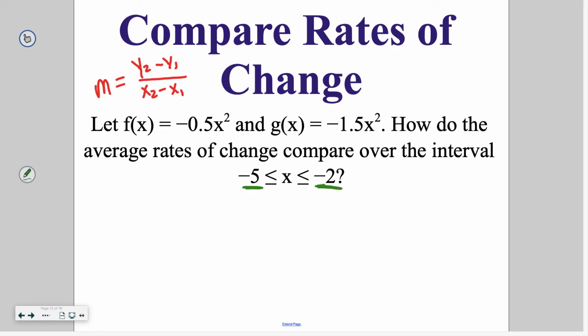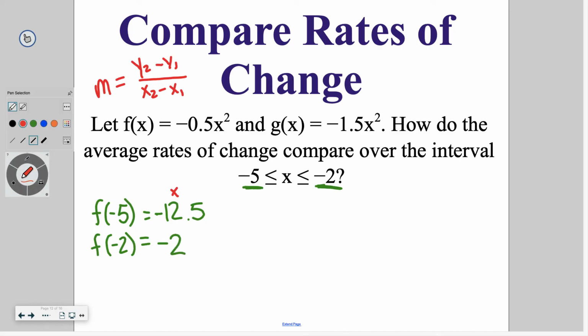So your first step is going to be to take your first function, f, and plug in -5. So you're going to plug into your calculator, -0.5, parentheses, -5, parentheses, squared. So when it's in the calculator, it should look like this. Hit enter, and you get an answer of -12.5. Do that again then with our -2 value. So we're going to say f of -2, -0.5, parentheses, -2, parentheses, squared, and that's going to give us an answer of -2.